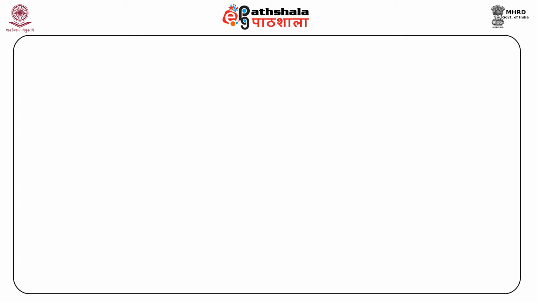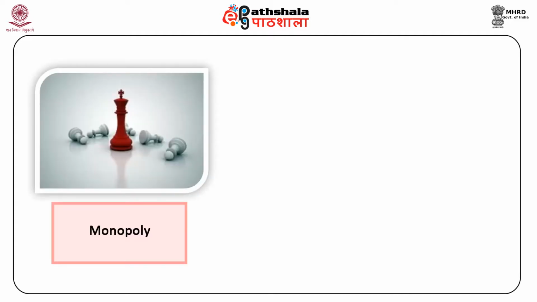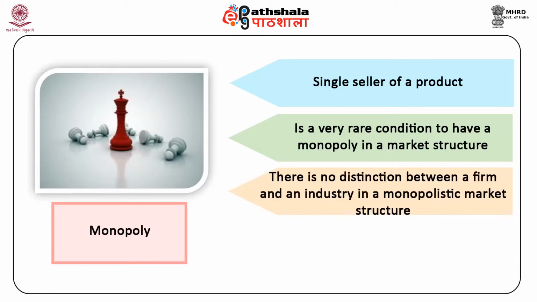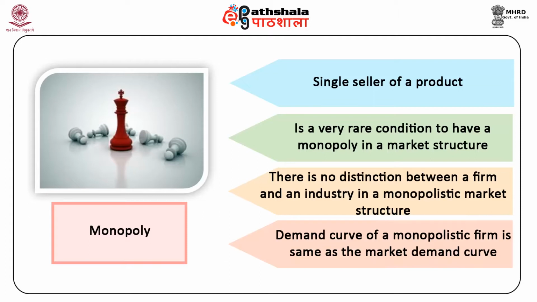Meaning and characteristics of monopoly. Monopoly means a single seller of a product, but it is really a very rare condition to have a monopoly in a market structure, especially in the private sector. Since a monopolized industry is a single firm industry, there is no distinction between a firm and an industry in a monopolistic market structure. Hence, the demand curve of a monopolistic firm is the same as the market demand curve.